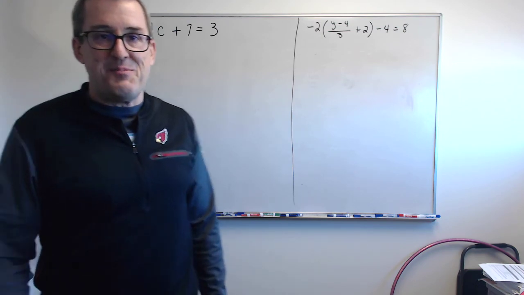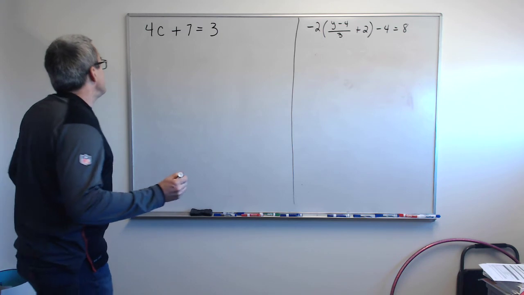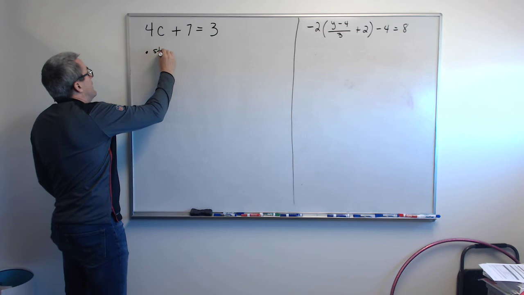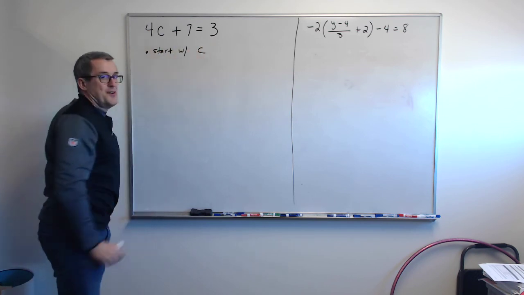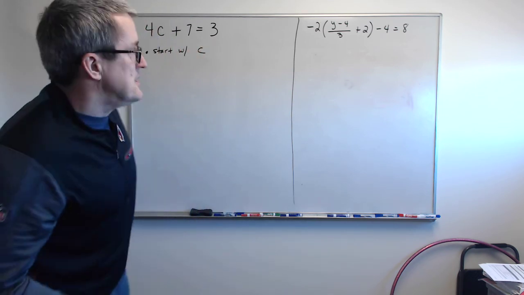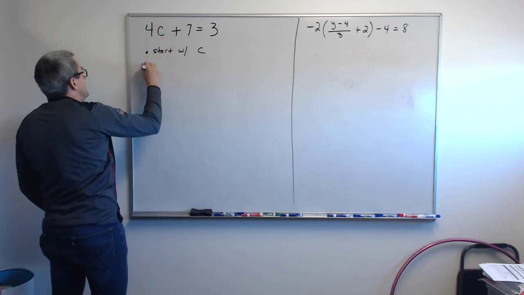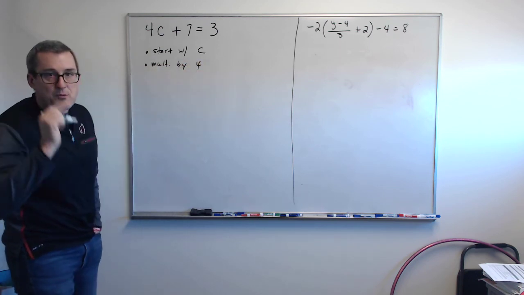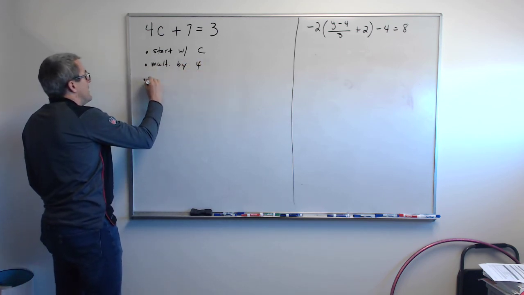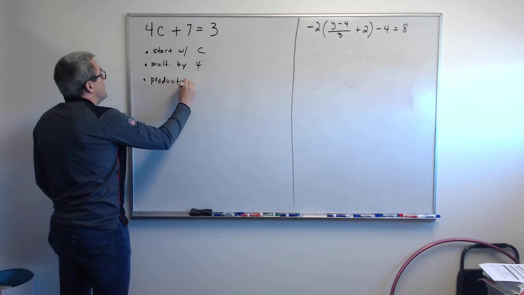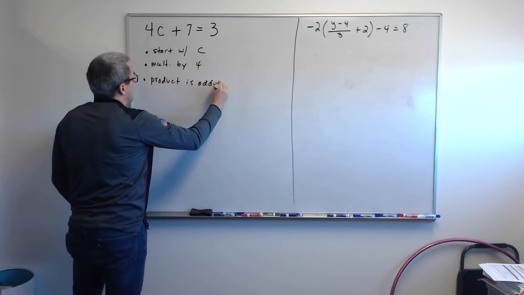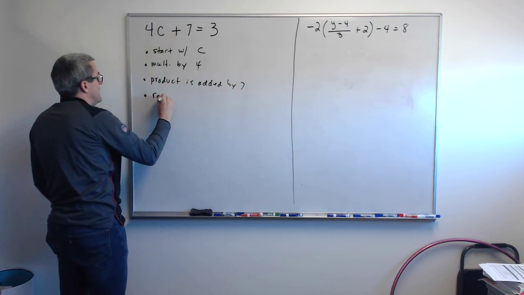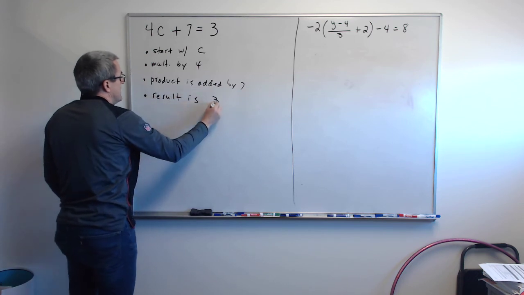Okay, I'm assuming you've unpaused now and you want to check your work. 4c plus 7 equals 3. Construction-wise, it would sound like this. Start with the variable c. Now, what happens to this variable c? First, c is multiplied by 4. After we multiply c by 4, that product is added by 7, 4c plus 7.